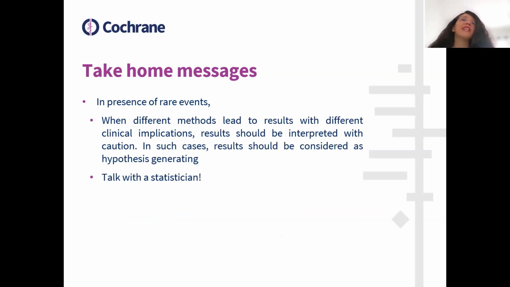When different methods lead to results with different clinical implications, if we apply different meta-analytical models, then results should be interpreted with caution. In case we have different results, this can be considered as hypothesis generating. And if you have rare events in your analysis, then I would suggest talking with a statistician because things are more complex than they look.